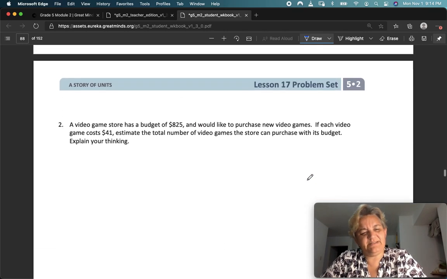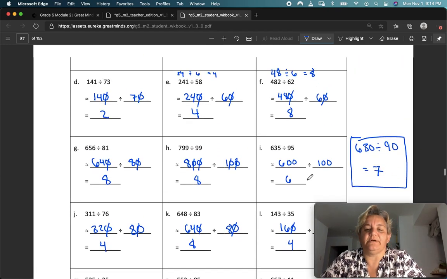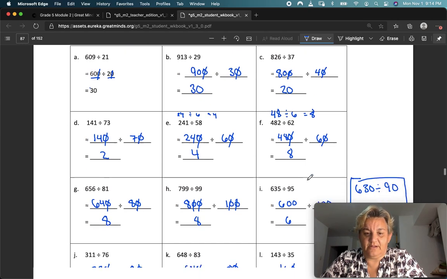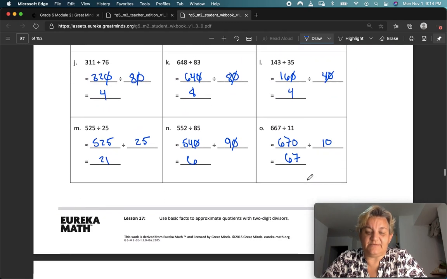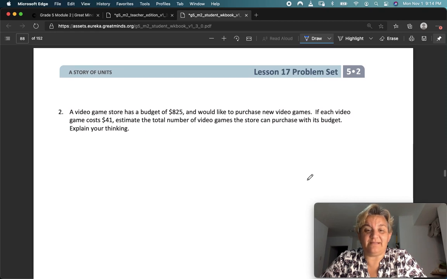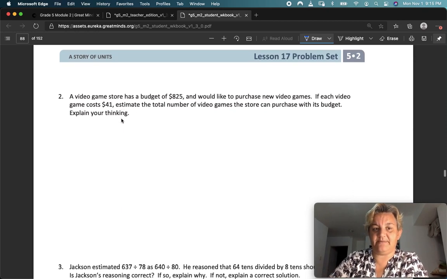All right, so this is just estimating. What I really want you to look for is those math facts that you should know, those multiplication facts and division facts that at this point in 5th grade you should have memorized. If you are still struggling with math facts, this is going to be very difficult for you, okay? So get out those flashcards. You will not get very far in 6th grade if you don't have your math facts memorized. Okay, that's all I'm going to say about that.